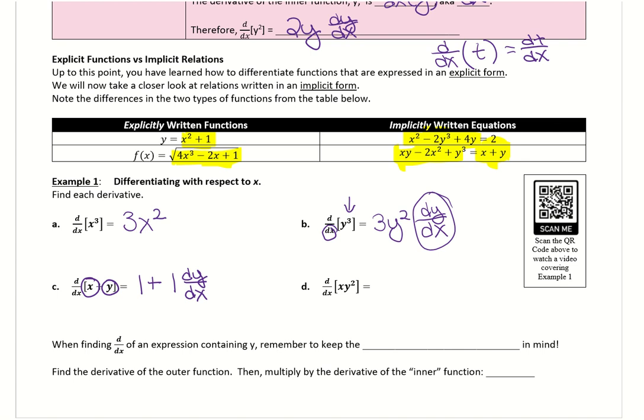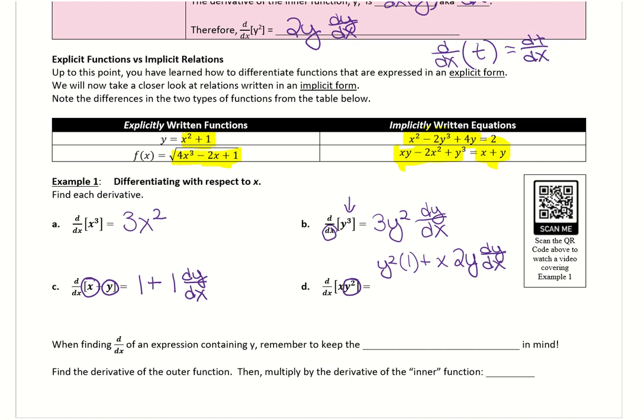Let's try this next one with the quotient rule. We're going to do the second function times the derivative of the first, plus the first function times the derivative of the second. For the second function, I want you to think about chain rule. The outer function, the derivative is 2y, and then the inner function, that y, has a derivative of dy/dx.